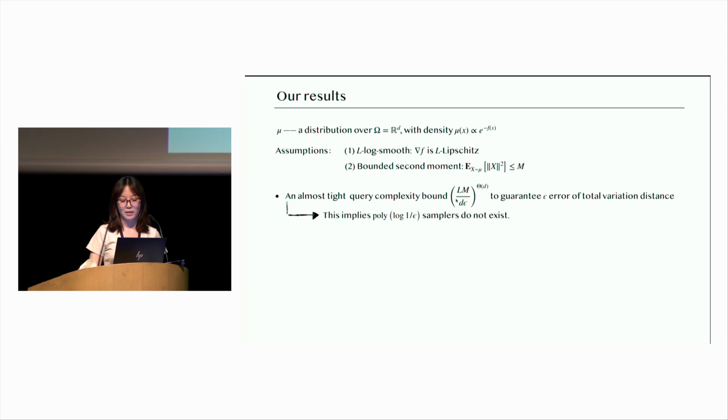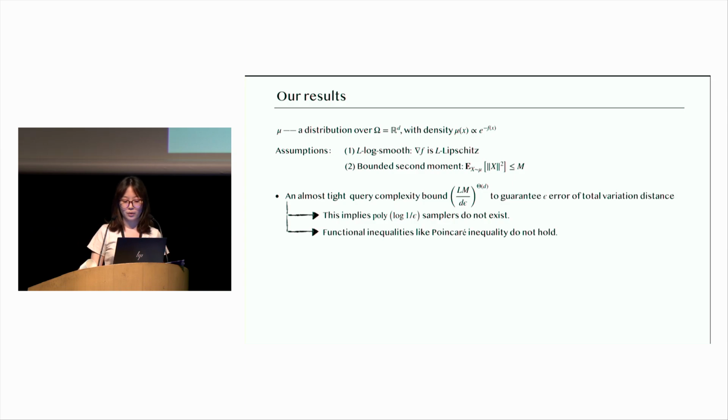The first one is that this result, especially the lower bound, implies that poly log 1 over epsilon samplers do not exist. But in contrast, in log concave sampling problems, we know Metropolis-Hastings algorithms can achieve a query complexity of poly log 1 over epsilon. But this is impossible for non-log concave sampling problems, even when D is a constant.